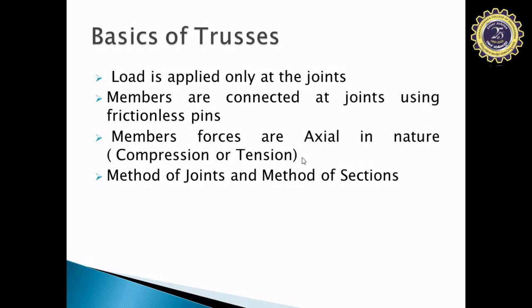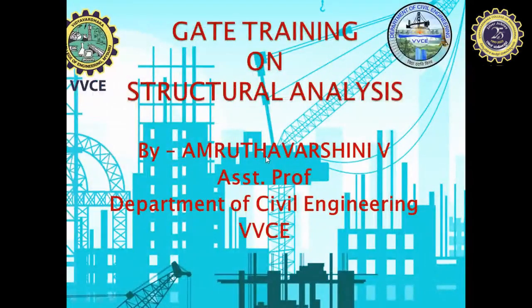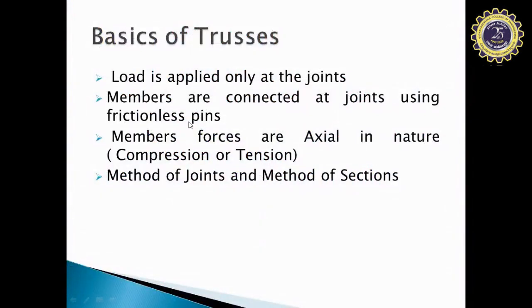So the basics that we need to know about trusses are: in trusses, the load is applied only at the joints. The load is not applied at the members, it is applied only at the joints. Members are connected at joints using frictionless pins, and hence all the joints are considered to be hinged supports. All the load is applied at the joints and not at the members, because when the load is applied at the members, the truss becomes a frame. Hence, the load is applied only at the joints.